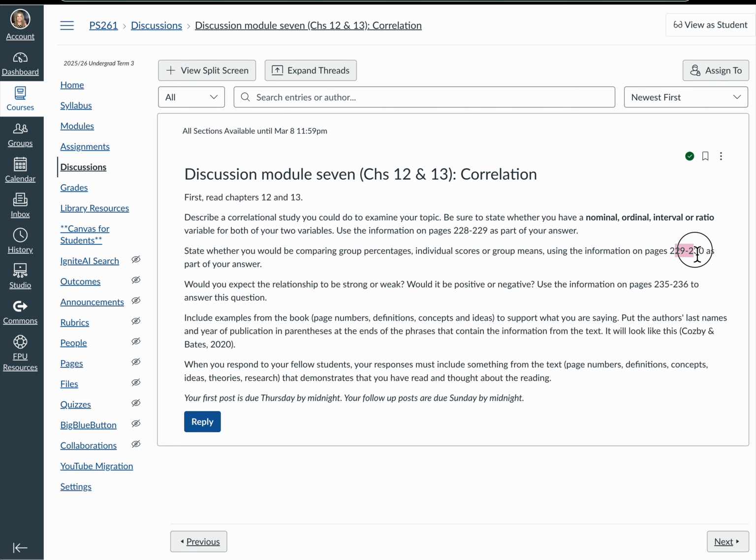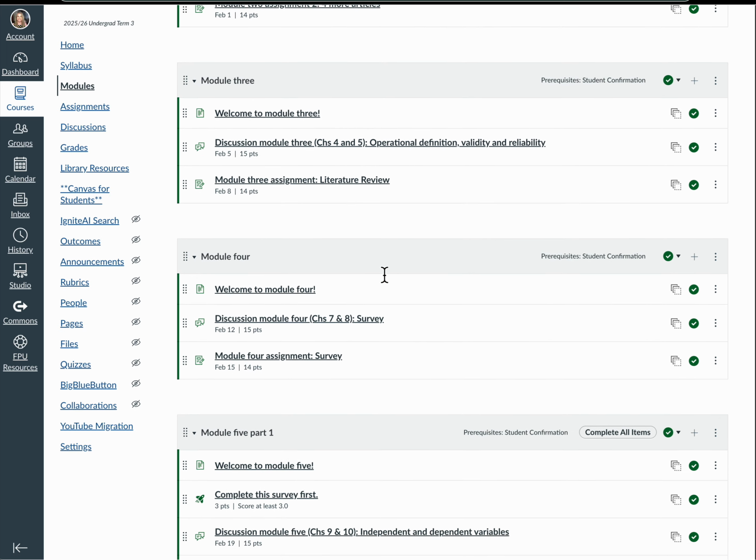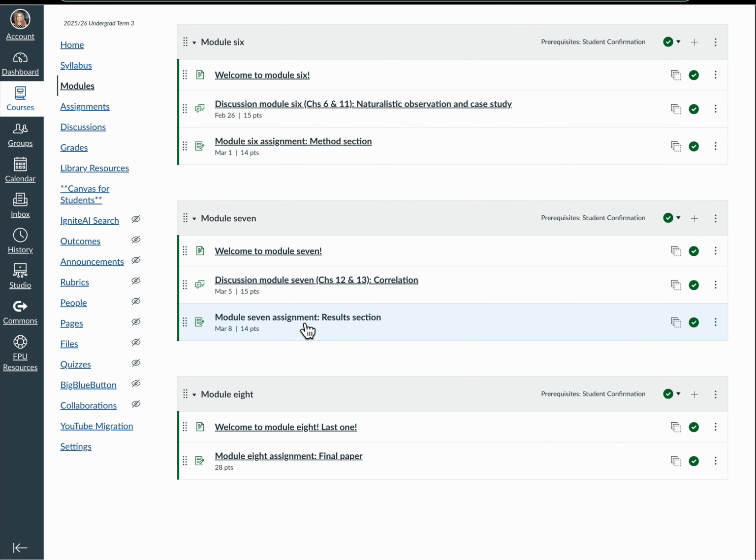And then in your book, it's talking about what you're comparing: individual percentages, group percentages, or group means. And then it's talking about correlations. Are you expecting this to be a strong or weak relationship? Would it be positive or negative, meaning what direction would it be? Does income increase or decrease as the person gets older, say? All right. And then the other assignment this week is Module 7.